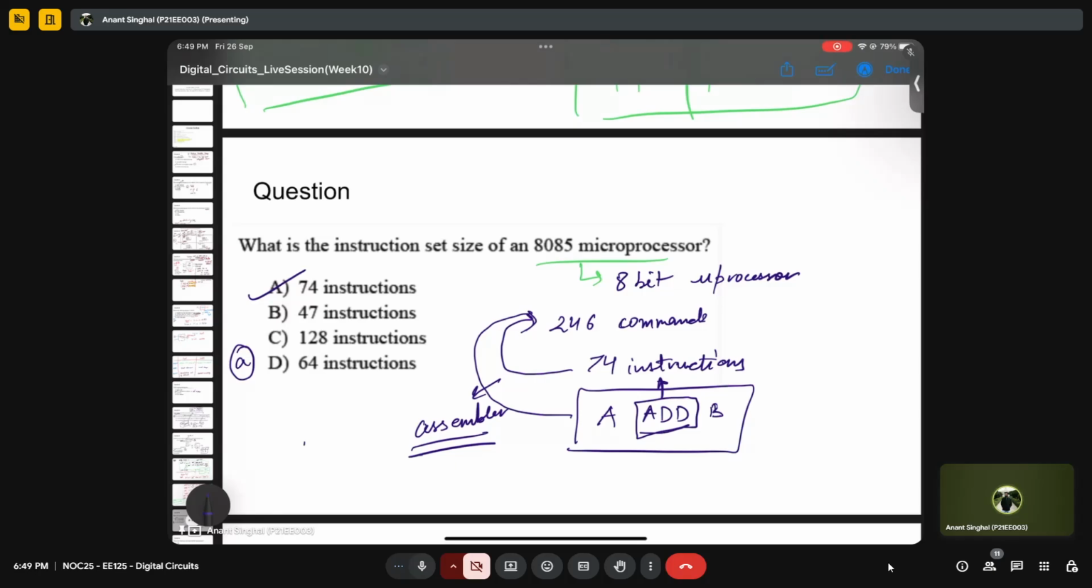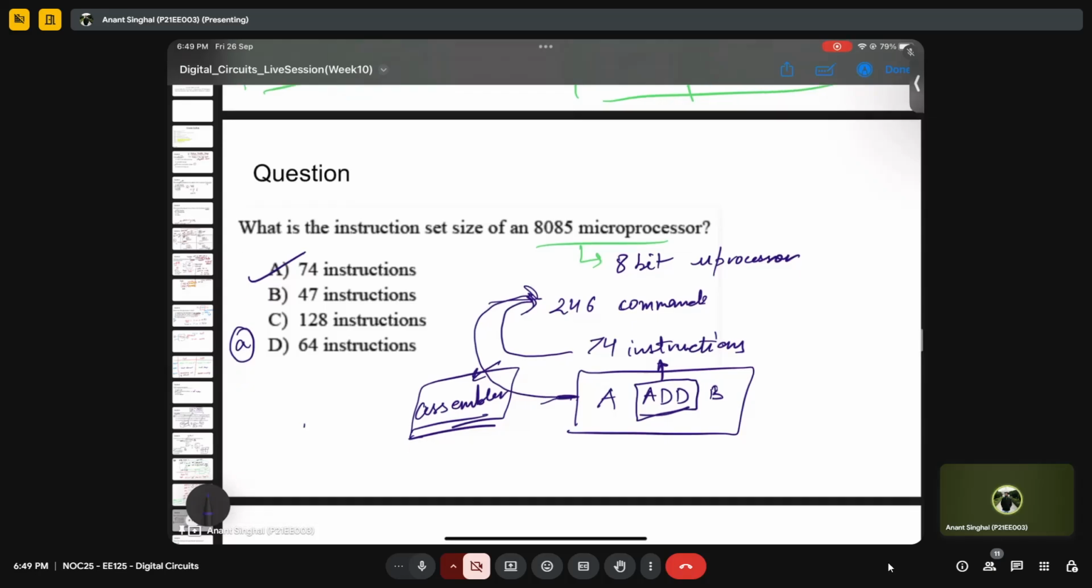So we have a total of 74 instructions and 246 commands, and the conversion of human readable language to machine language is done by a component called an assembler. So option A is the correct answer. We do have 74 instructions in the 8085 microprocessor.